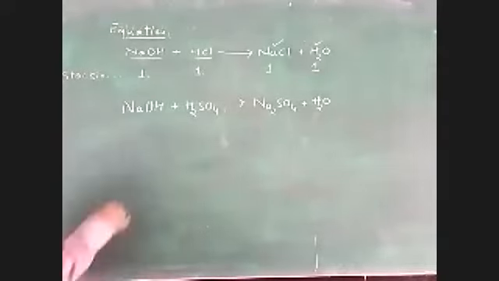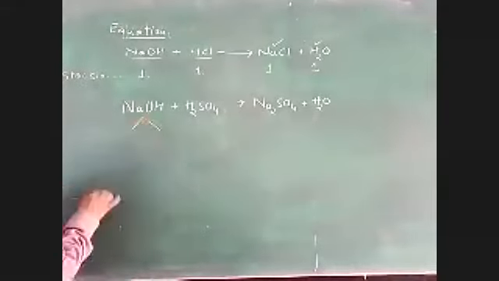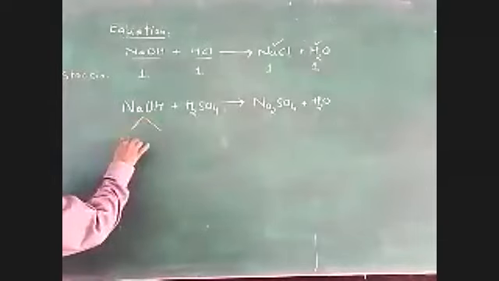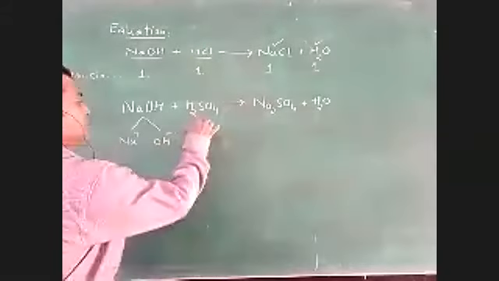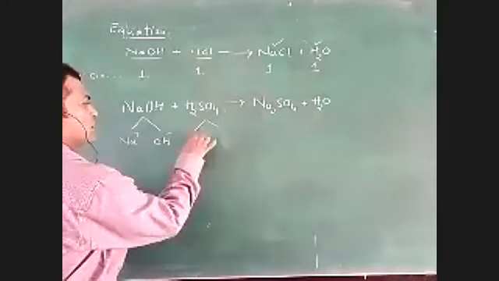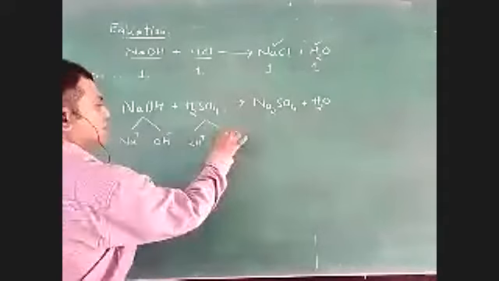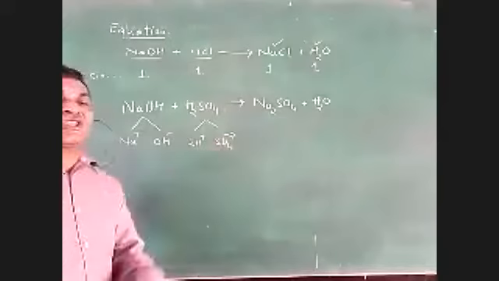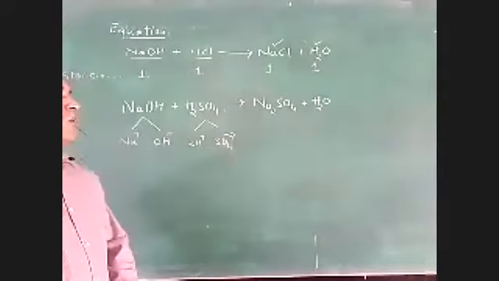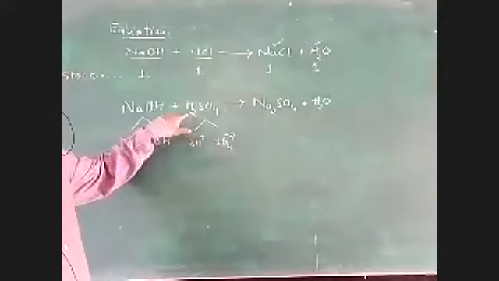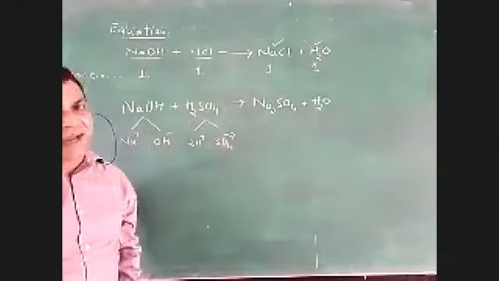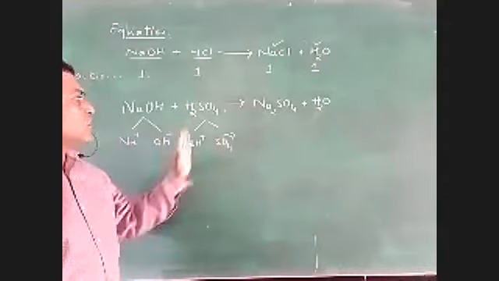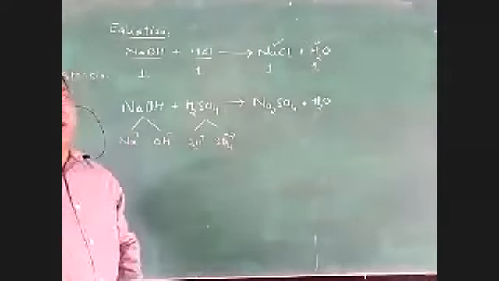Now, my explanation for those students who didn't understand this. Let's check this out. When NaOH, Na plus and OH minus, and H2SO4 break out, it gives 2H plus and SO4 minus 2. Now, dear students, from where do we come to know that it should be SO4 minus 2? Because 2 is there with H, and that 2 is going to set the charge of SO4 as minus 2. So SO4 is minus 2, H plus.